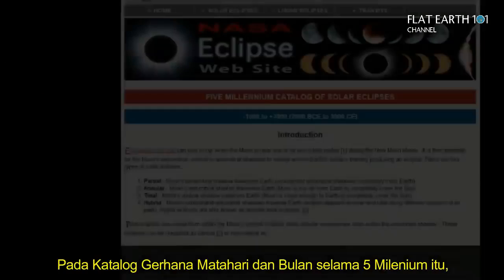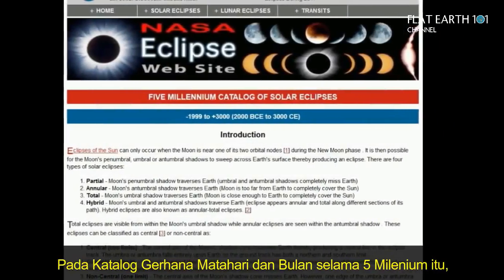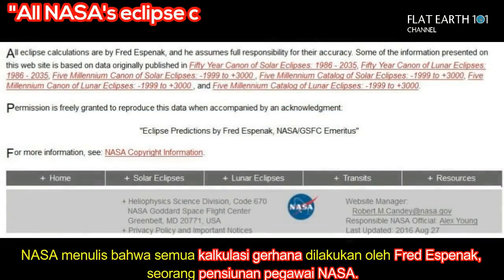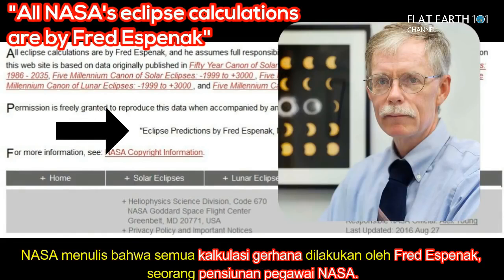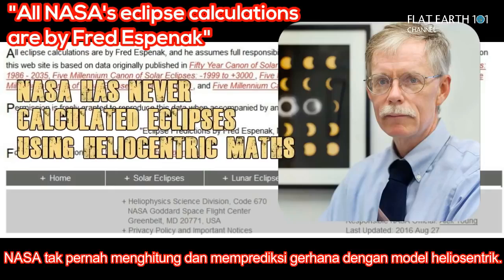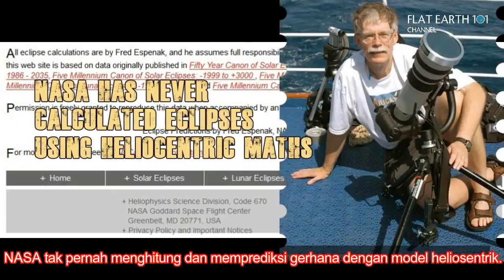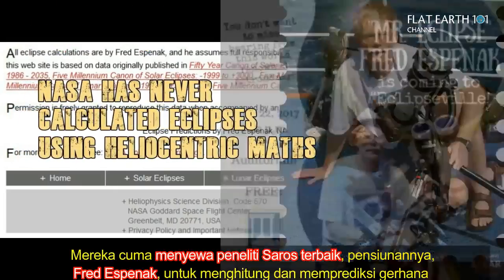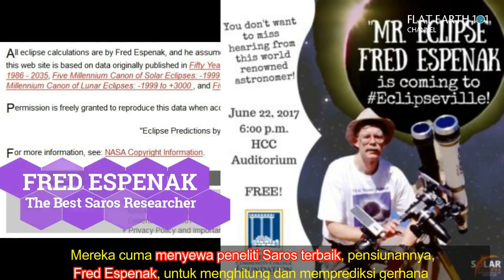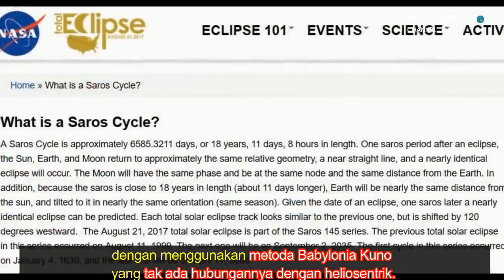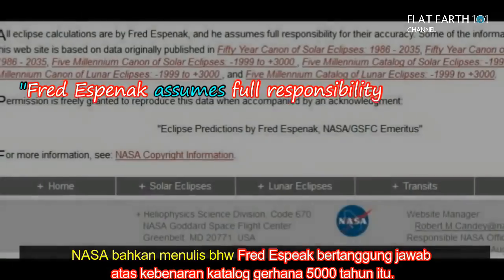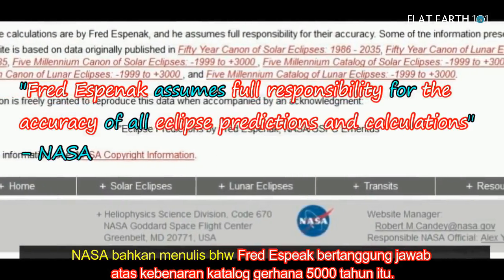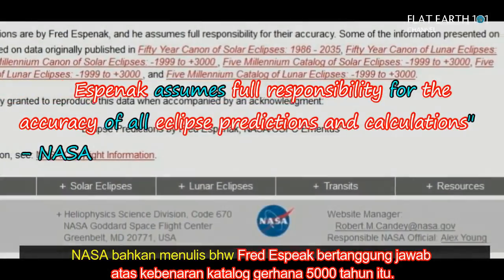In its 5 millennium catalog of solar and lunar eclipses, NASA wrote that all eclipse calculations are by Fred Espenak, a retired NASA employee. NASA never calculated and predicted eclipses using the heliocentric model. They simply hired the best Saros researcher, their retired employee, Fred Espenak, to calculate and predict eclipses using the ancient Babylonian method that has nothing to do with heliocentric. NASA even wrote that Fred Espenak is responsible for the accuracy of those 5,000 years catalog of eclipses.